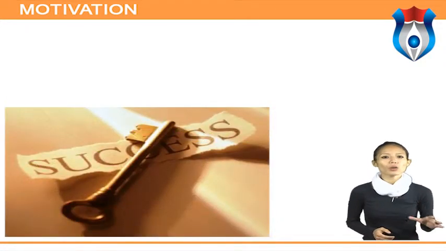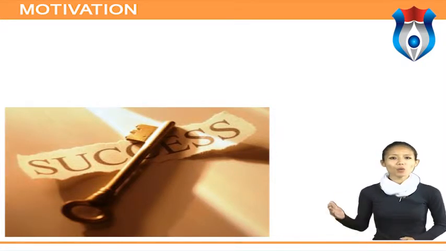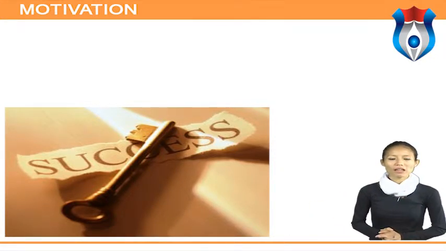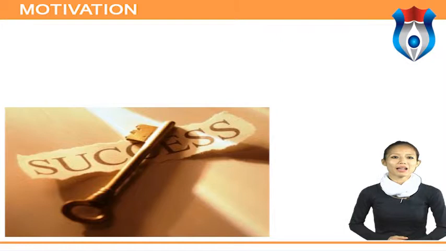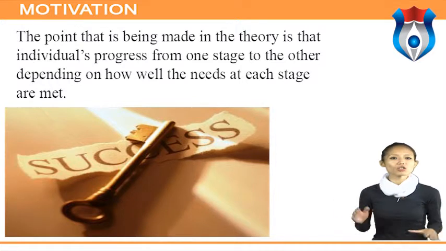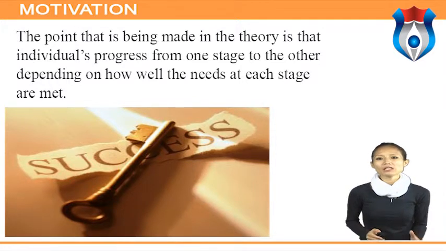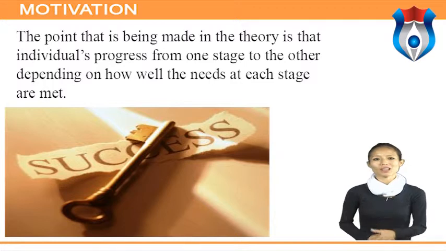Maslow's need hierarchy theory postulates that individuals are motivated according to a hierarchy of needs, which starts from satiation of basic needs and then goes on to the need for recognition and finally the need to actualize one's vision and reach the highest stage of personality. The point being made in the theory is that individuals progress from one stage to the other depending on how well the needs at each stage are met. So organizations have to ensure that employees' needs are taken care of at each level so that by the time the employee reaches the top of the ladder, he or she is in a position to actualize them.